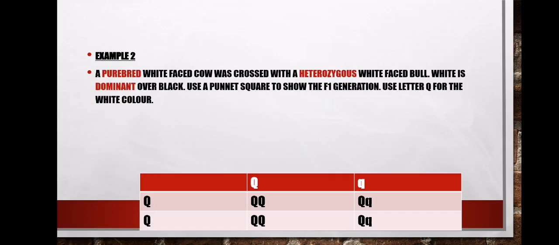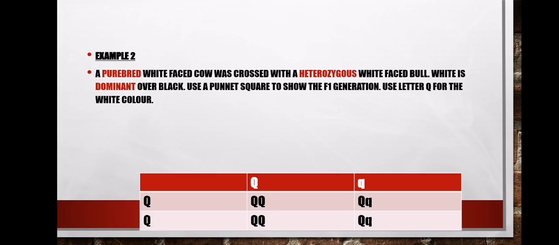In example number 2, they are saying a purebred white-faced cow was crossed with a heterozygous white-faced bull. White is dominant over black. Use a Punnett Square to show the F1 generation. Use letter Q for the white color.